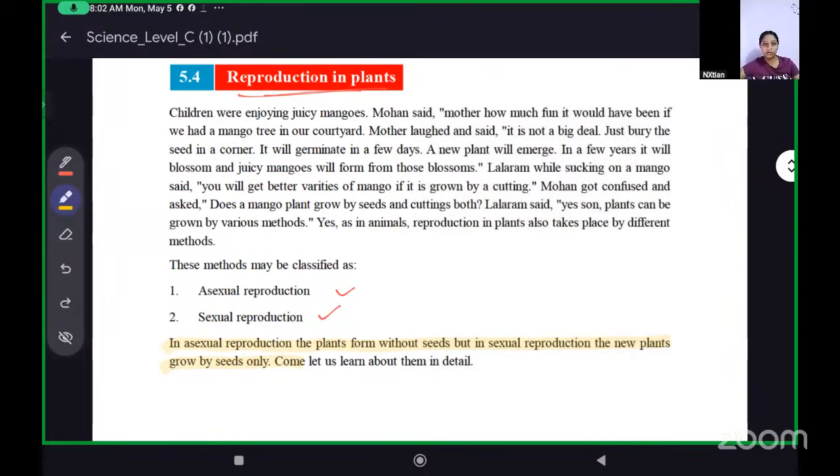Ma'am, basically you're trying to merge the DNA. Yes, something like that.